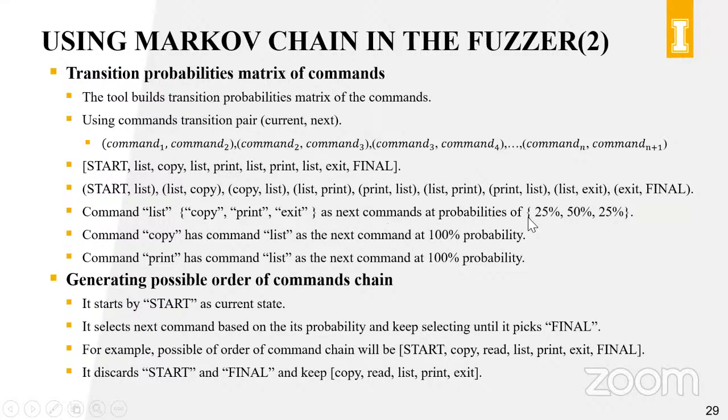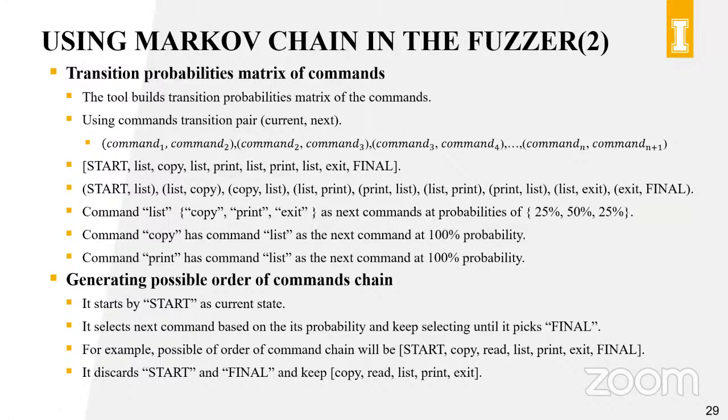The probability is 25% that copy comes after the list, 50% that print comes after the list, and 25% that exit comes after the list. The command copy has command list as the next command at 100% probability. Command print has command list as the next command at 100% probability.